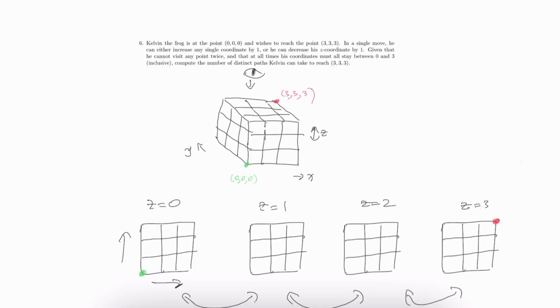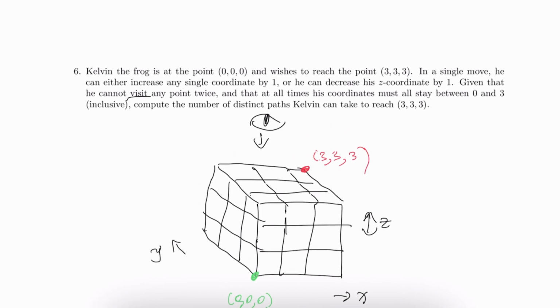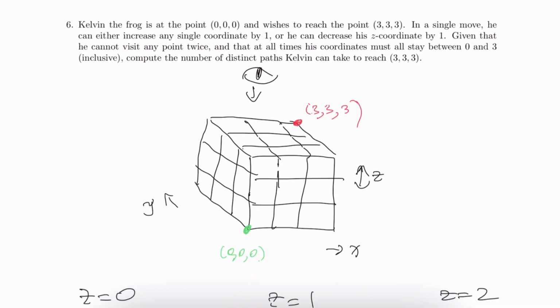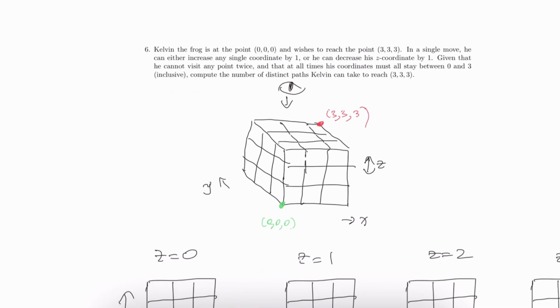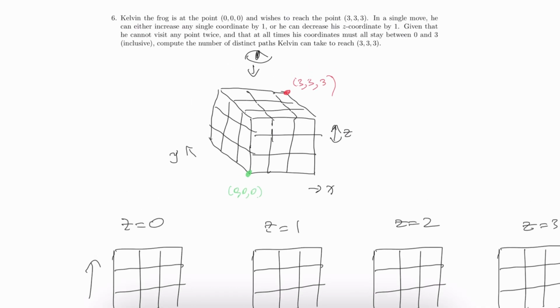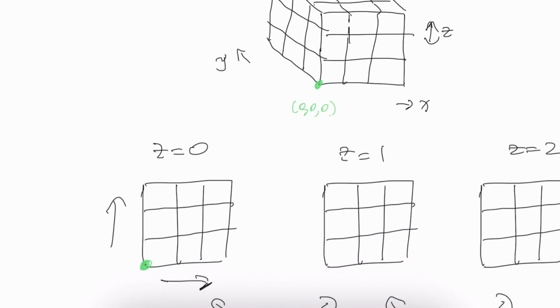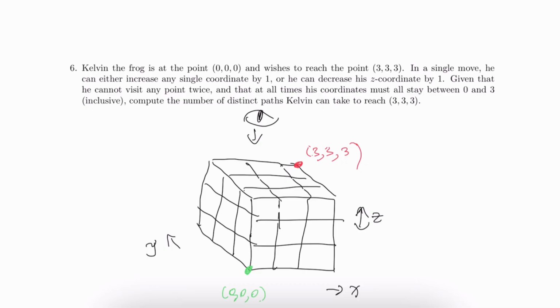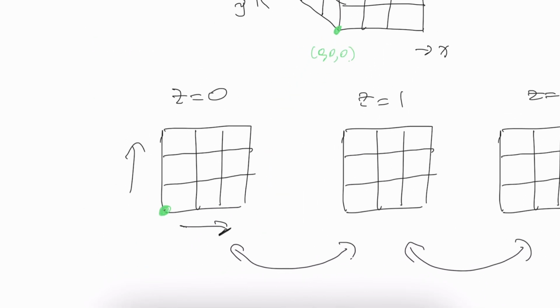The other condition is that we can't visit any point twice. What will we get in trouble with there? Because we can only move in the positive x and y directions, that's like moving this way and this way. We can't move leftwards or downwards. If we focus on the x direction, let's say we move right twice. We can't ever go back because that's not a legal move.